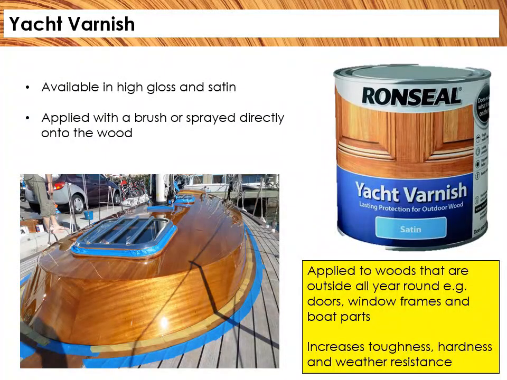Right, the last couple I'm going to talk about are dead easy. Yacht varnish is basically just another type of varnish. It's available in high gloss and satin. It's applied to woods that are outside all year, so things like boats, boat parts, doors and window frames, and it has much better toughness, hardness and weather resistance than a usual polyurethane varnish. Yacht varnish also has a slight flexibility to it, which means that it won't crack or break if it's on something that might be moving.